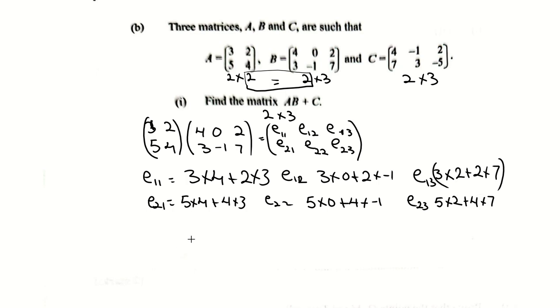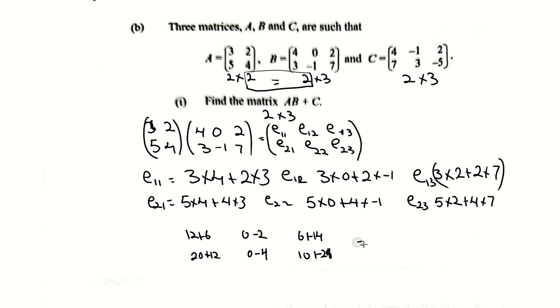Alright, so finding each element and just filling in. 3 4s are 12, and 3 2s are 6. That's 12 plus 6. Then 0 minus 2. Then this one is 3 2s are 6 plus 14. 20 plus 12. 0 minus 4. 10 plus 28.